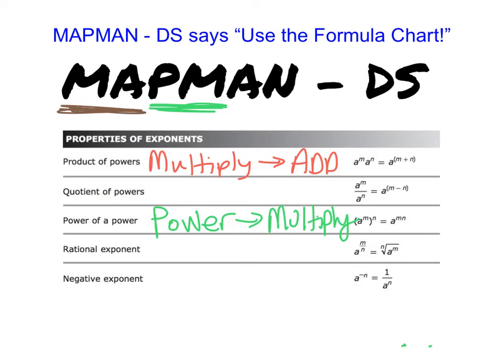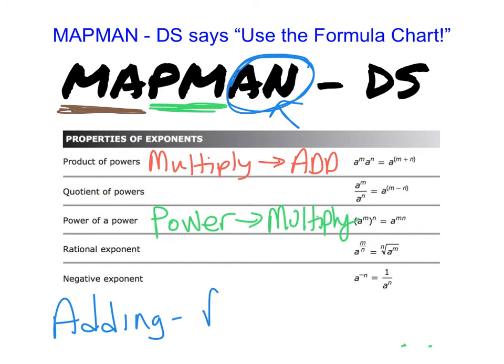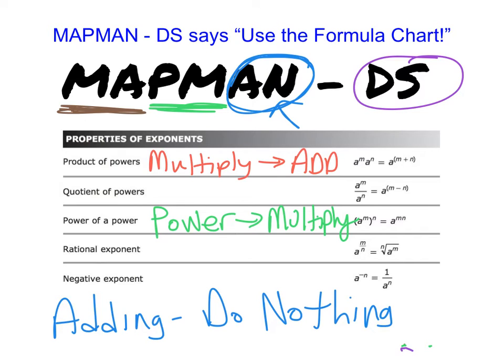And then also, just as a reminder, if you are adding or subtracting your bases that have powers, you're going to do nothing to the exponents. So I'm going to write that down here at the bottom. If you're adding, do nothing. And then, of course, Dirty South, King of the Dirty South. What that is telling us and reminding us is that if we're dividing, we subtract our exponents.